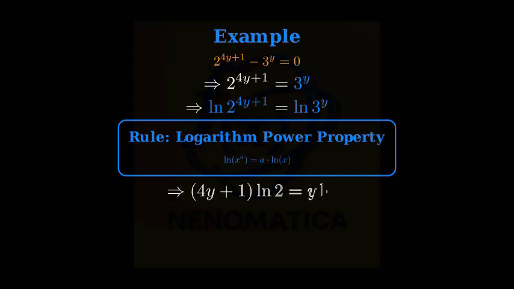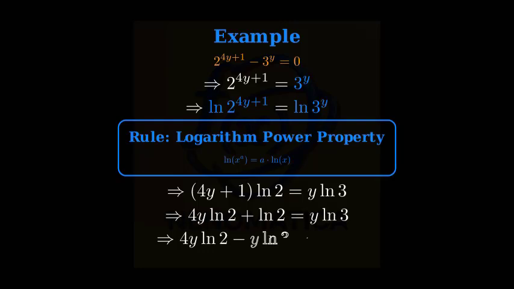Applying this rule, the left side becomes 4y plus 1 times the natural logarithm of 2, and the right side becomes y times the natural logarithm of 3. Now, let's expand the left side of the equation. We distribute the natural logarithm of 2 to both terms in the parentheses.